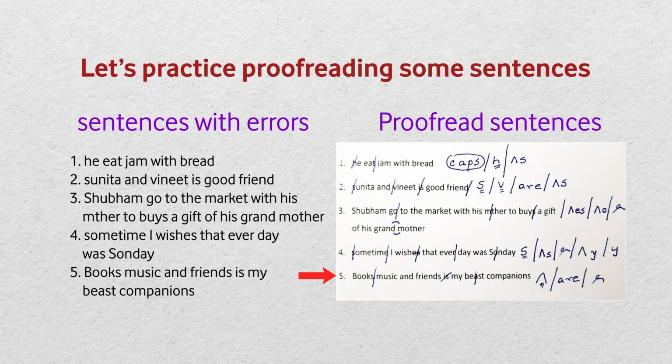And then because I am vigilant about subject-verb agreement now, books, music and friends are, and they are certainly not beasts, they are my best companions. So how will I achieve that? I will simply remove the additional A from the word beast. So I get: books, comma, music and friends are my best companions.